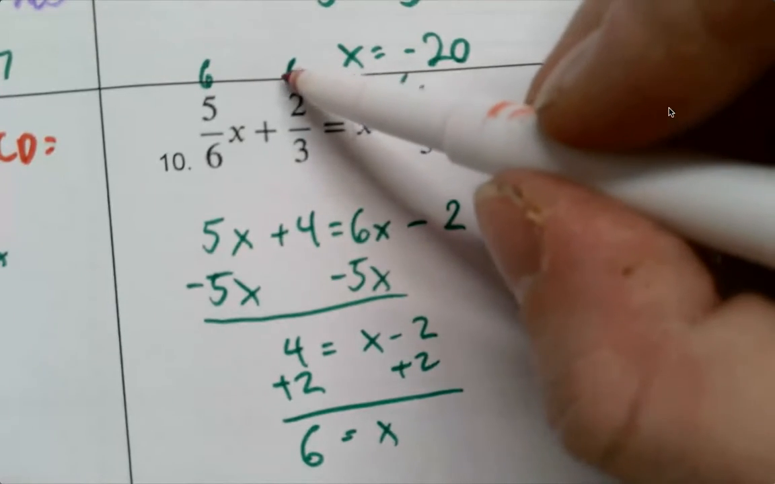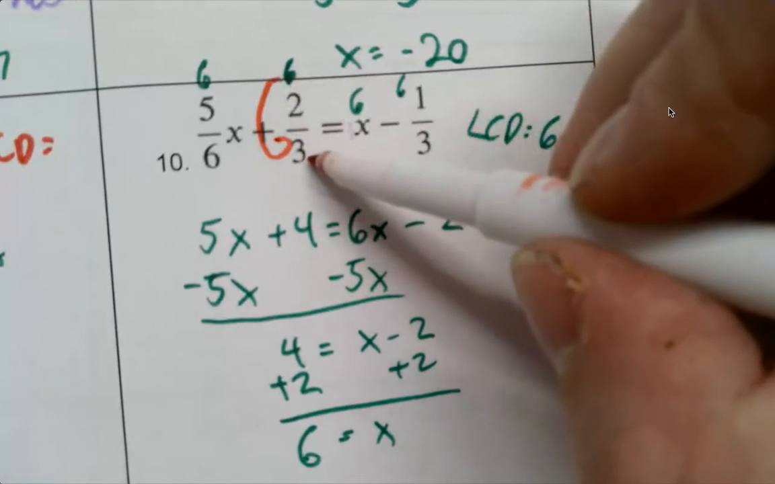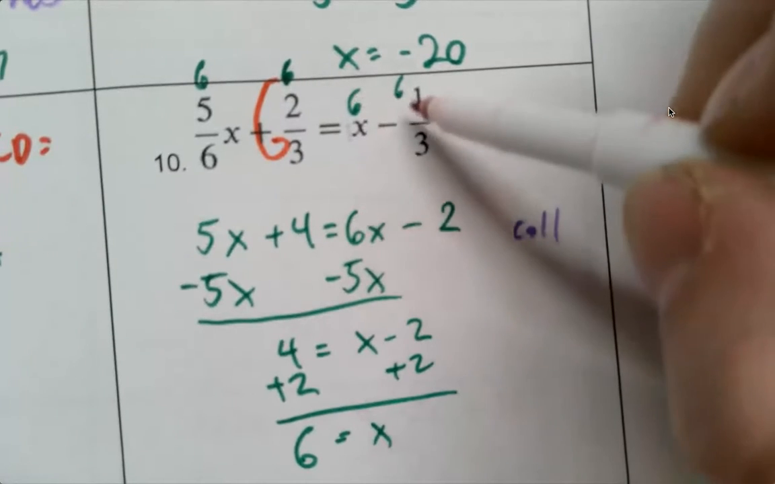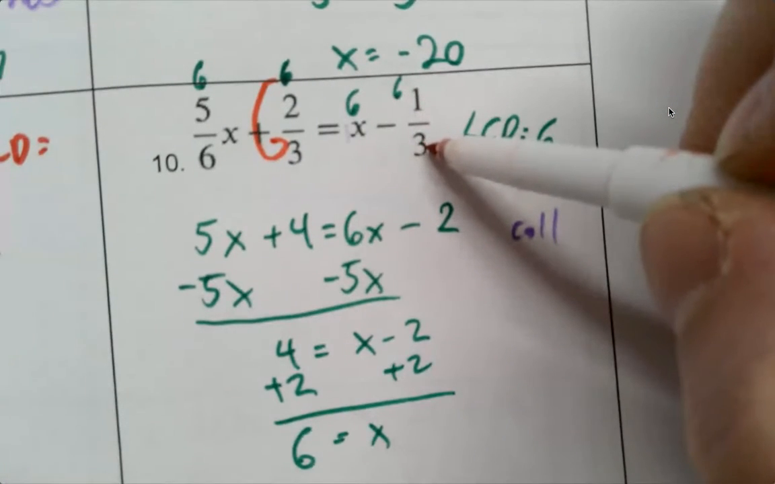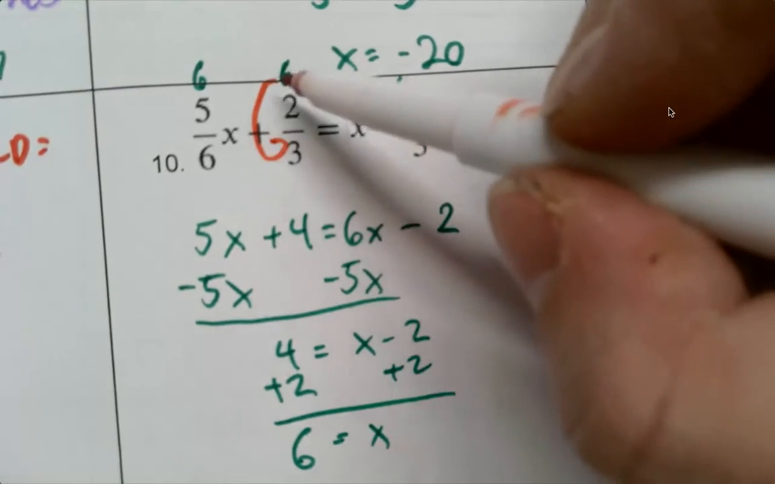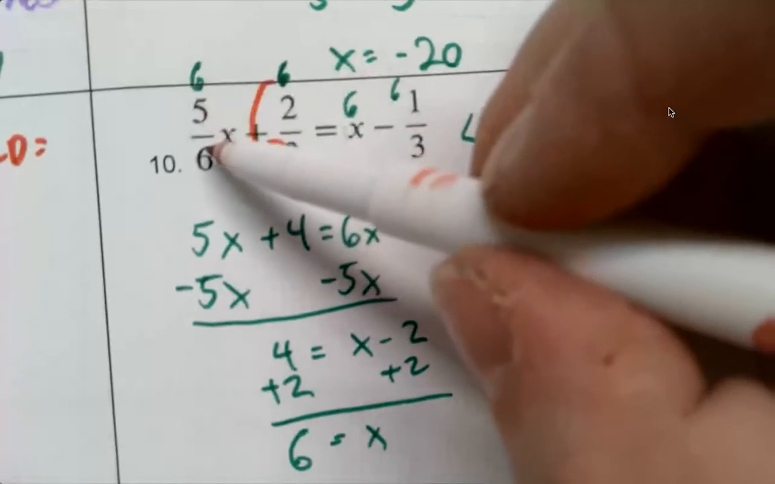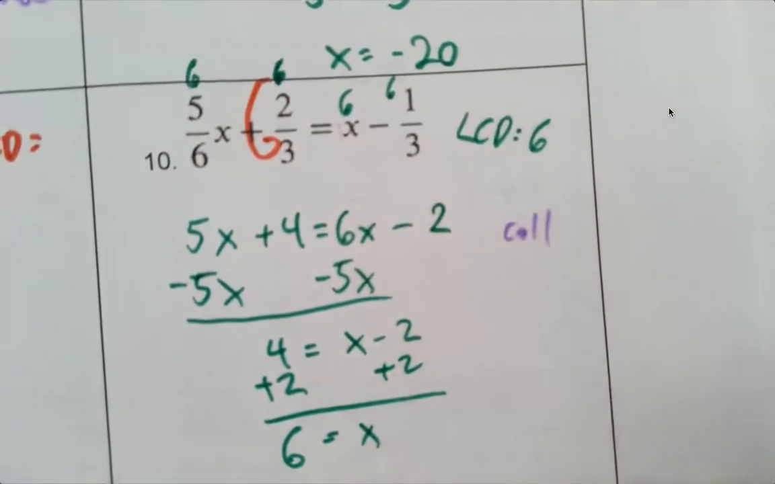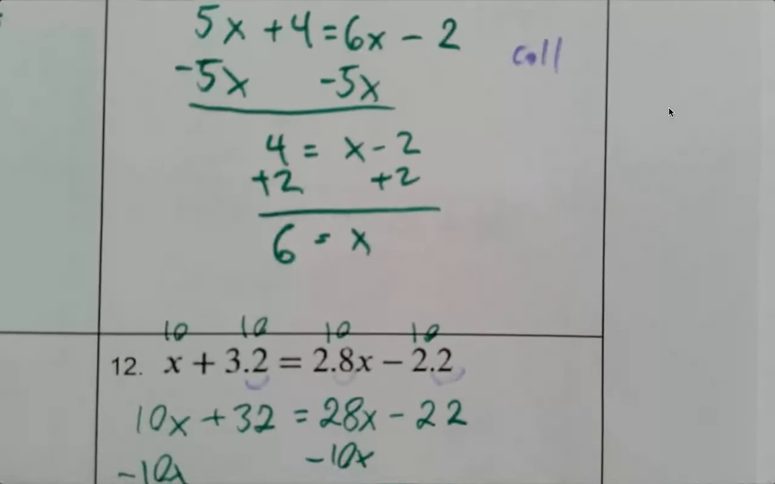Or you could do the G method, if you remember that. You do 6 divided by 3, which is 2, and 2 times 2 is 4. This is just going to be 6x. 6 times 1 is 6, divided by 3 is 2. So again, you either multiply and then divide, or you divide and then multiply. Regardless, it clears it out to something like this, and you solve, and you get x equals 6.